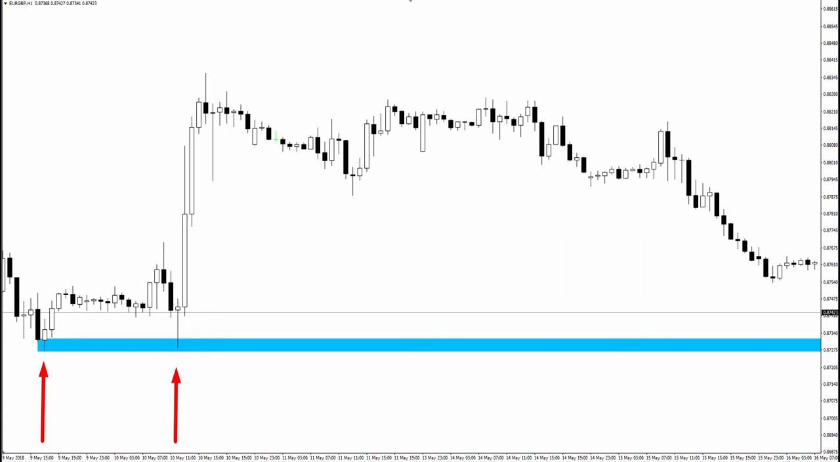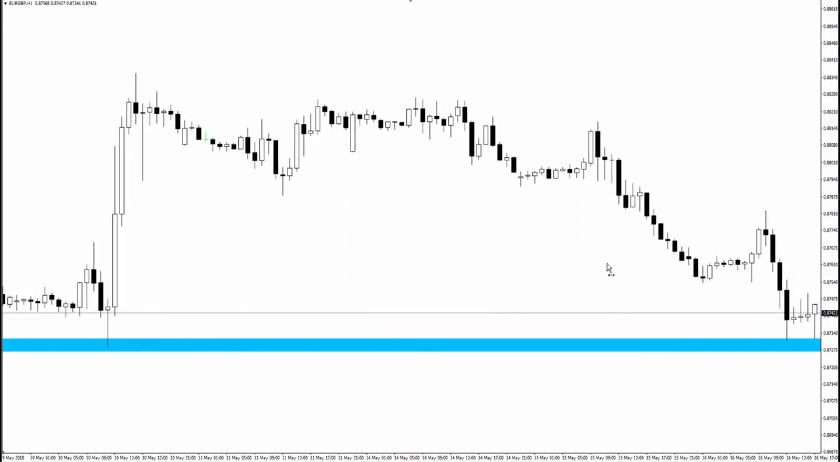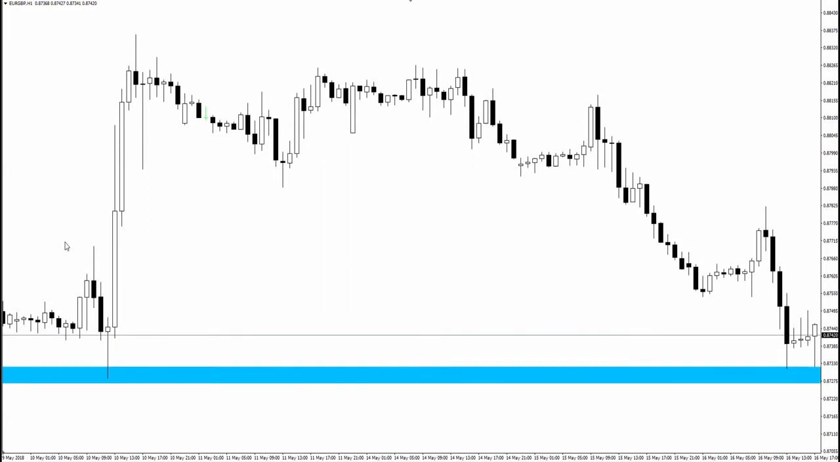You can never see enough examples, in my opinion, so that you get to understand all the different types of mental representations of how these things can look. So you've got a very well defined little level here. If we continue on into the future, that would have been pretty tempting to take that trade if you were a level trader at support.